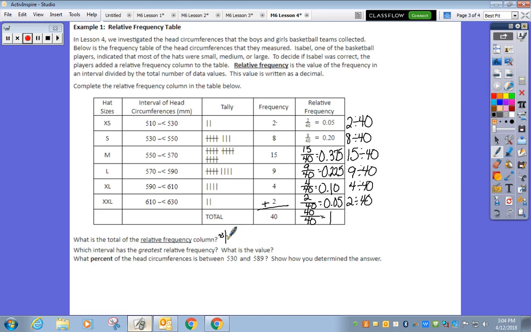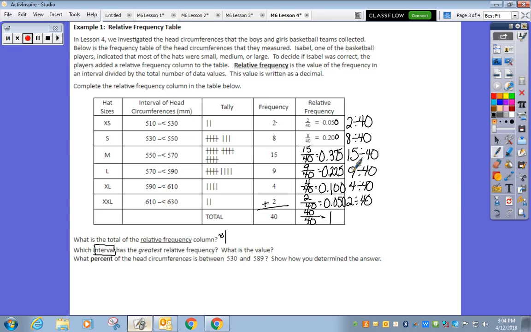So the next question asks, which interval has the greatest relative frequency and what is the value? There are two parts to this question. Which interval has the greatest relative frequency? We're going to look at our relative frequencies, which are all decimals. Some of these have three numbers past the decimal, so I'm going to make them all three numbers past the decimal in order to compare them easier.